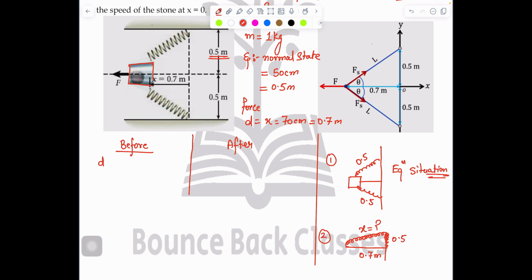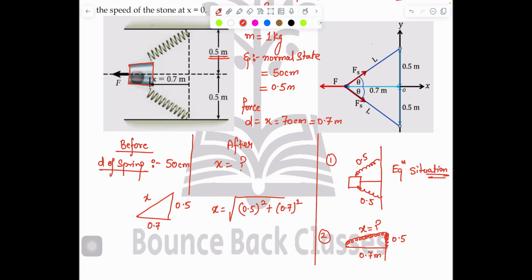Before, the distance of the spring is 50 centimeter. After, x we need to find out. Okay, let's take this as your spring, this is your 0.5, this is your 0.7, and we are looking for x. So x equals root of, using Pythagoras theorem, 0.5 squared plus 0.7 squared. So what is the value of x? Solve it. 0.86 meter.